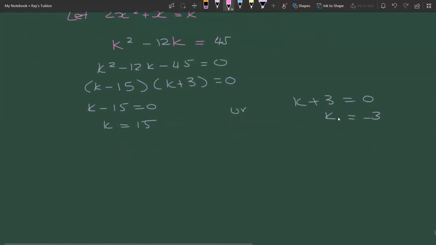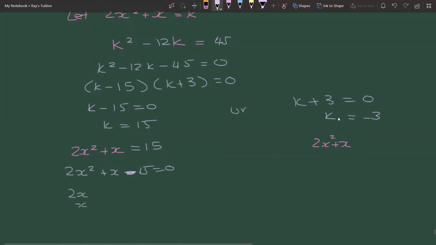Did they ask for the solutions in terms of k? No, they asked for the solution in terms of x. So we're going to replace k with what we said it is, 2x² + x, and then we'll solve the equation in terms of x. So here we have k = 15, which means 2x² + x = 15. So we can take everything over to one side, so minus 15 equals 0. And then we're looking for the factors of 2x² and 15 that give us x. So let's try this method.